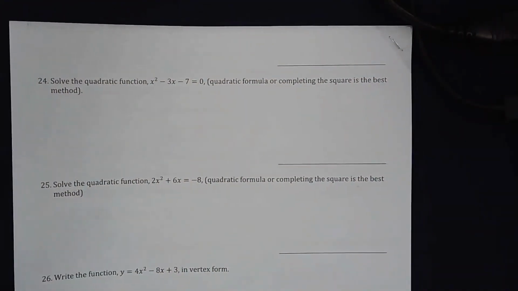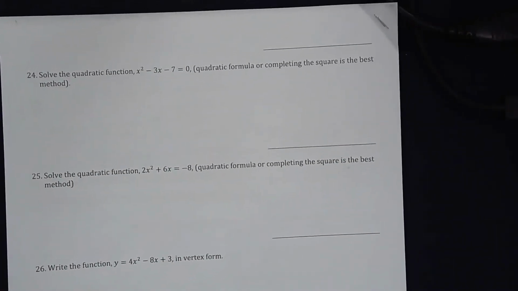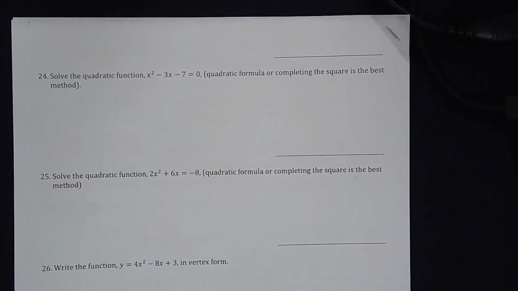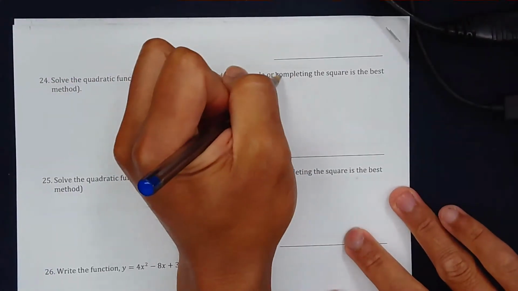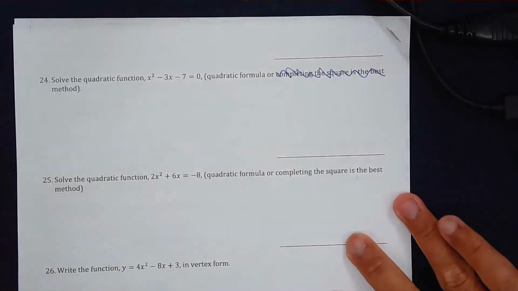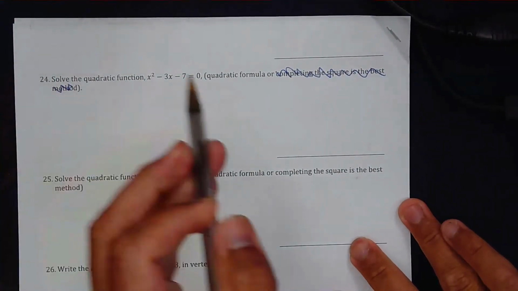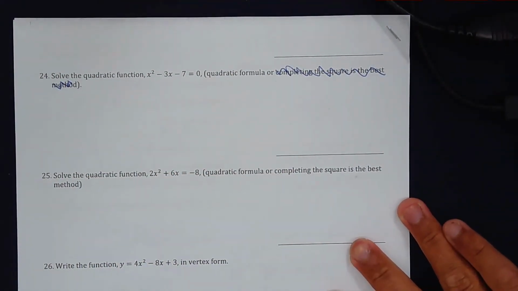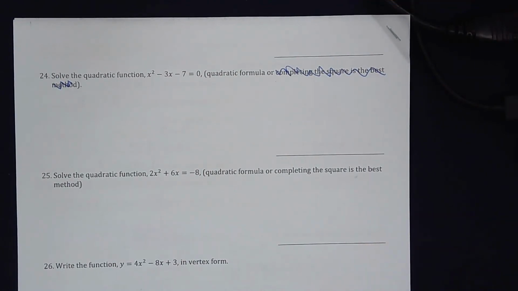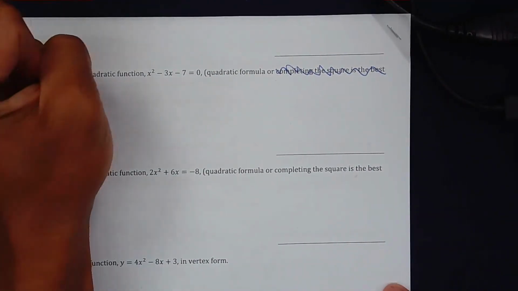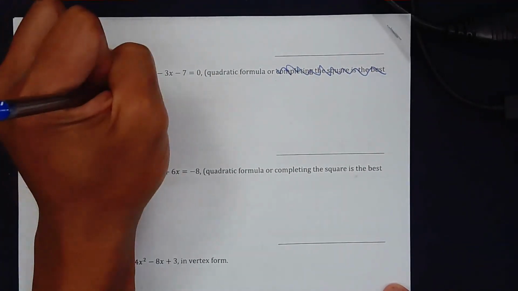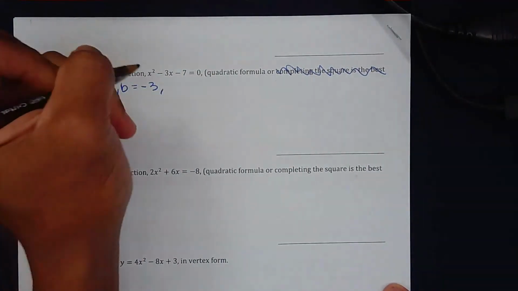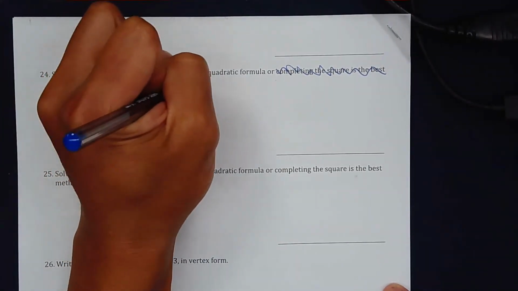All right, last three problems. The back page, let's see. We go ahead and solve the quadratic function x squared minus 3x minus 7 is equal to 0. I told you guys in class that completing the square, not to use that method. So we use the quadratic formula, right? Always good practice just to write what our a, b, and c is equal to. So our a is equal to 1, our b is equal to negative 3, and our c is equal to negative 7.